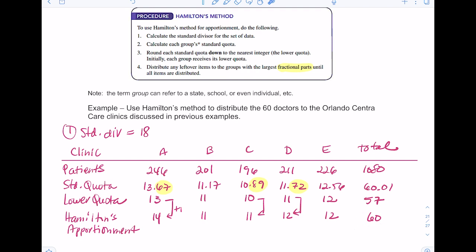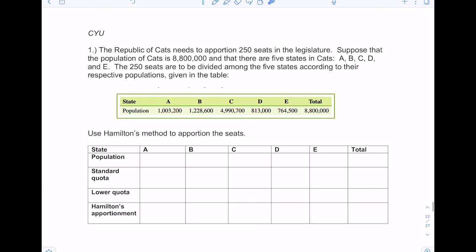Now you may see a problem with that where it might be unfair in certain instances. That's what we're going to discuss in 14.4. Just like with the voting methods, the apportionment methods have some flaws as well. You can try this next problem on your own.